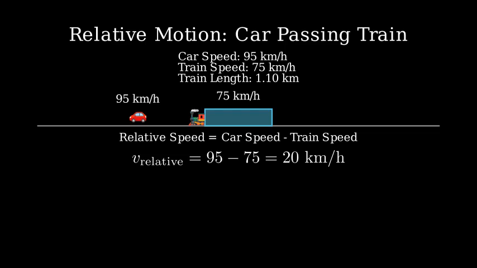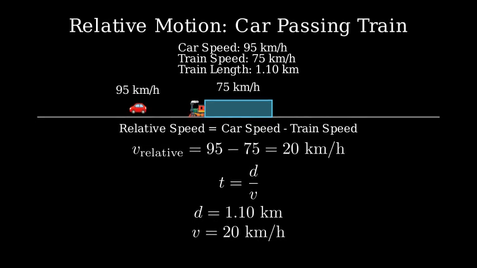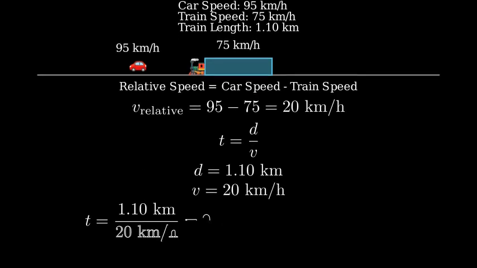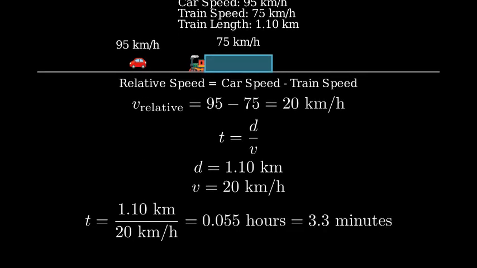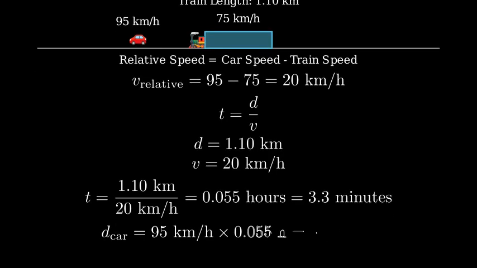Now, to find the time it takes for the car to pass the train, we can use the formula: time equals distance divided by speed. The distance here is the length of the train, 1.1 kilometers, and the speed is our relative speed of 20 kilometers per hour. Let's plug these values into our formula. Time equals 1.1 kilometers divided by 20 kilometers per hour, which gives us 0.055 hours, or about 3.3 minutes. To find the distance the car travels during this time, we multiply the car's speed by the time. 95 kilometers per hour times 0.055 hours equals 5.225 kilometers.